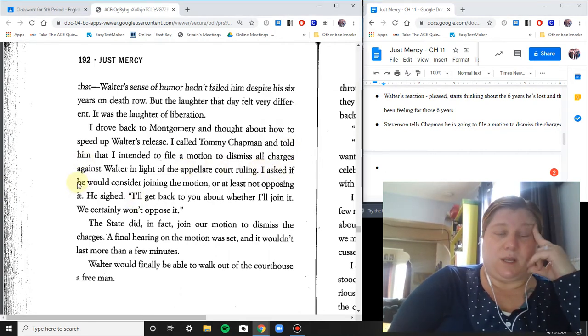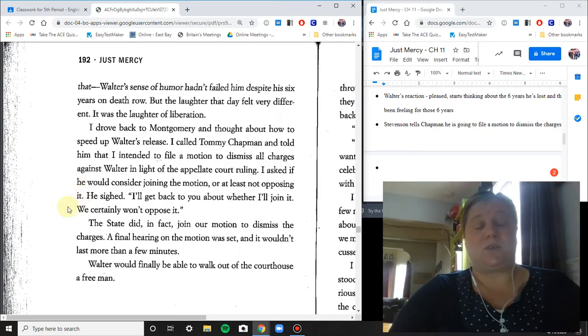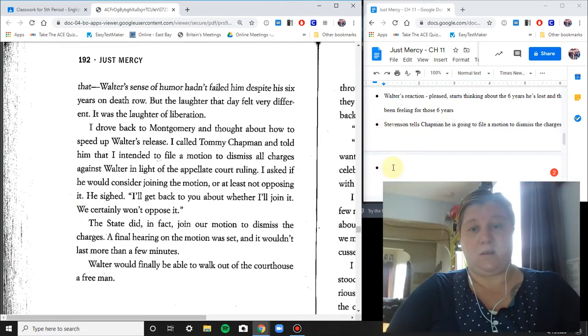In light of the appellate court ruling, I asked if he would consider joining the motion, or at least not opposing it. He sighed. I'll get back to you about whether I'll join it. We certainly won't oppose it.